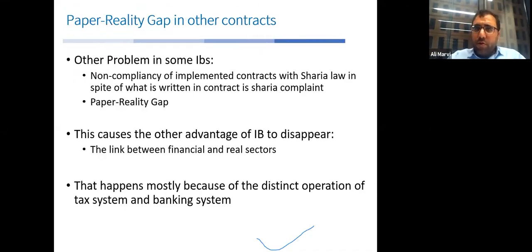So, to sum up, beside this lack of PLS contracts in practice, we might also observe other problems in some Islamic banks. For example, we may see non-compliance of implemented contracts with Sharia, not just for PLS contracts like Musharaka or Mudaraba, but also for other modes of Islamic financing.